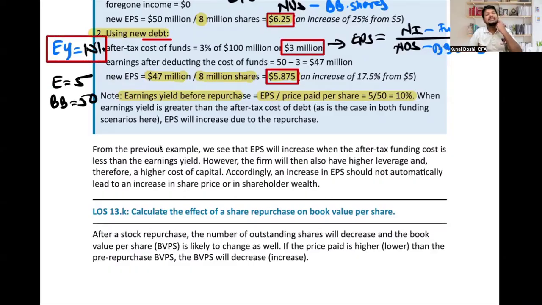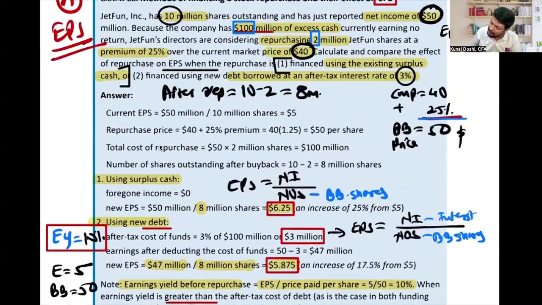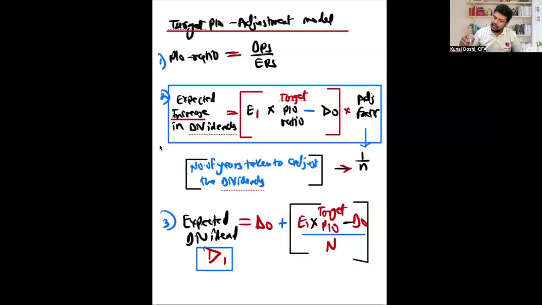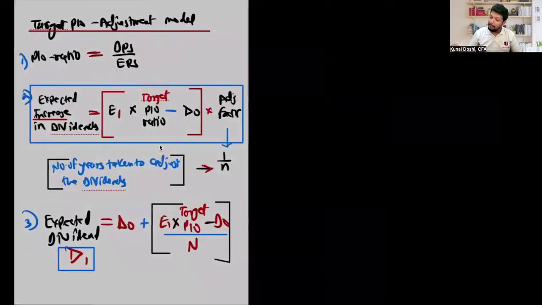Now, this is the advantage in the buyback that an investor has, or the company's earnings yield will be 10% if it goes for the buyback, which is still higher than the cost of capital, which was 3%. So, guys, even at the premium paid, your earnings yield is still better than the cost of capital or cost of debt, then buyback is a feasible option. Yes. Understood?